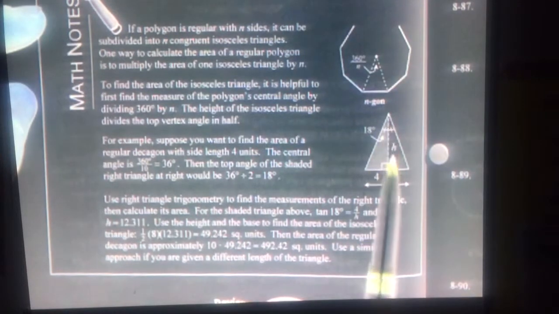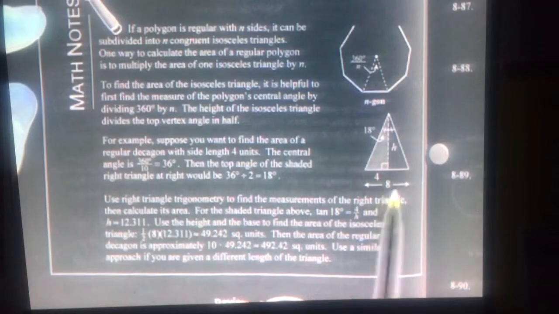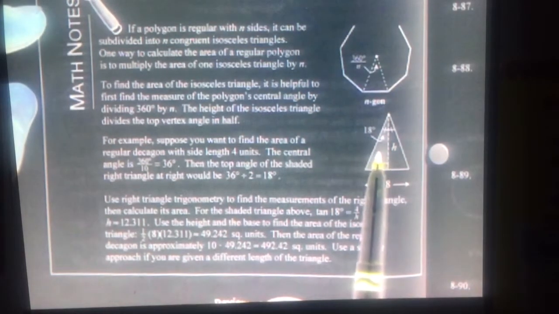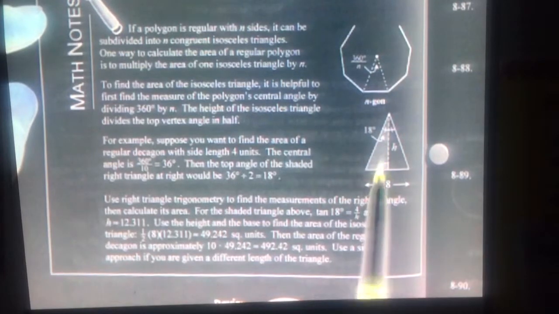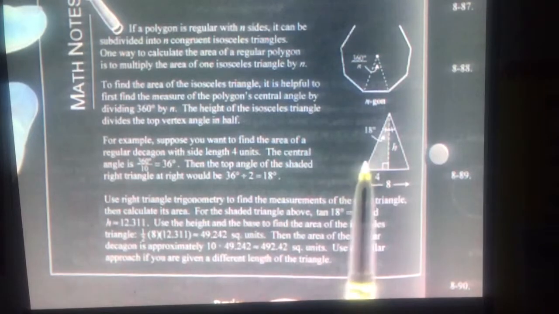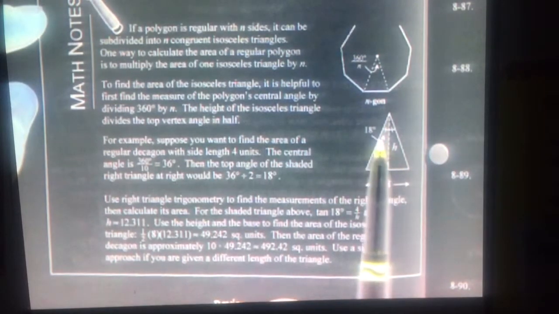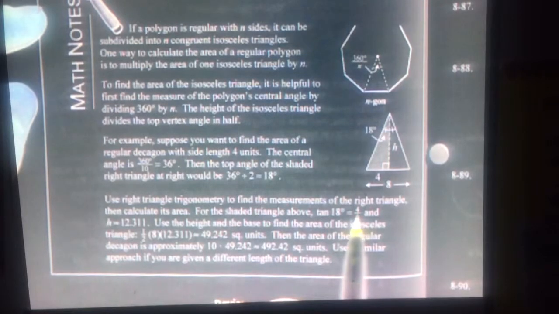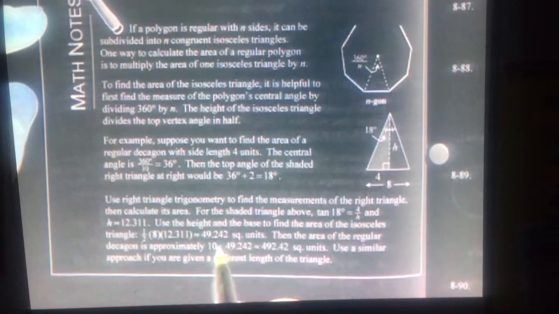Then we are looking for the height. We have the base. We're given 8 as the base. Half of that is 4. We're looking for the area of this triangle here, and what we're going to do is use that 18 degrees by using SOHCAHTOA to find out what the height is. In this case, the tan of 18 degrees is 4 over h, opposite over adjacent. We solve that, and we find the number of units that is, and then we can find the area.